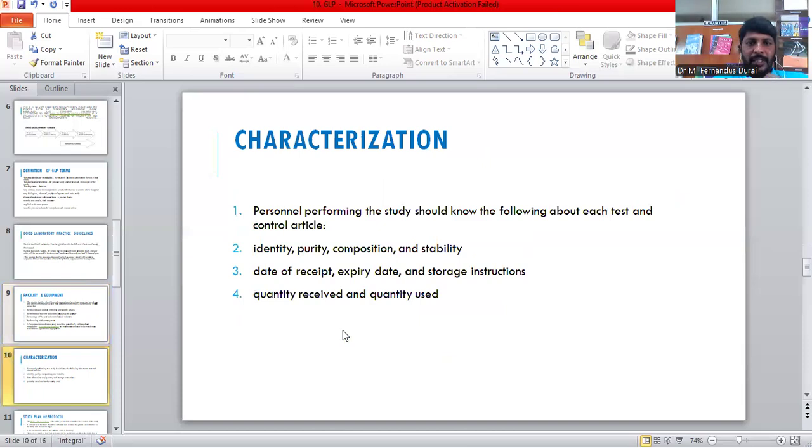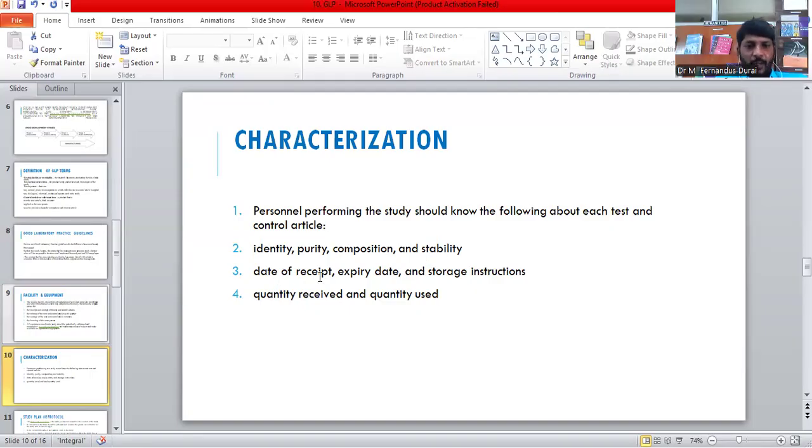Okay. The characterization in GLP. The personnel performing the study should know the following about each test and control article. Each and every test should contain the following things. One, identity: the sample name, quantity, date, whatever it may be. And purity: whether it is crude or purified. Or composition: what composition is present in the test article or sample. And the stability: heat stability, thermal stability, or water stability, because this item is going to be used with the equipment. And a date of receipt.